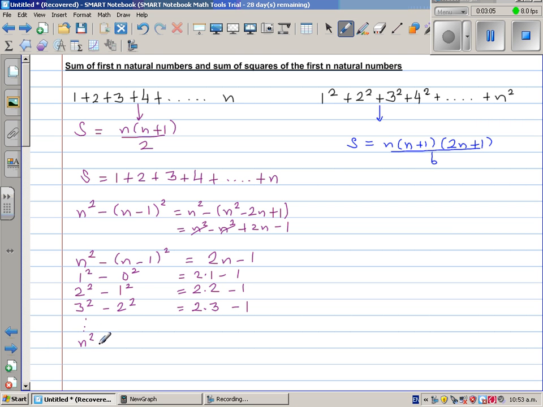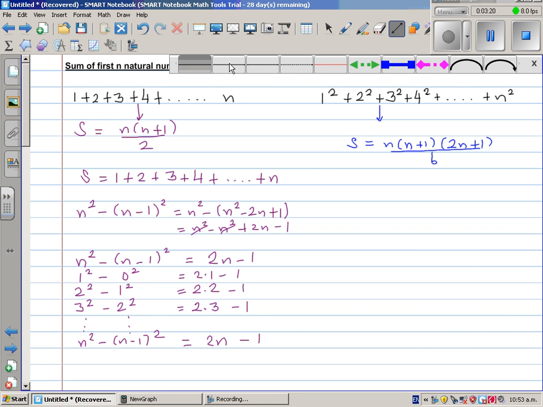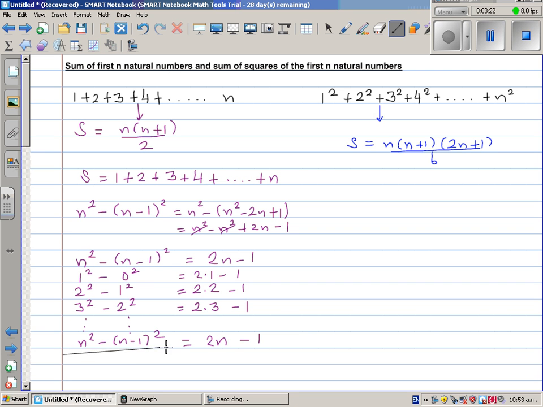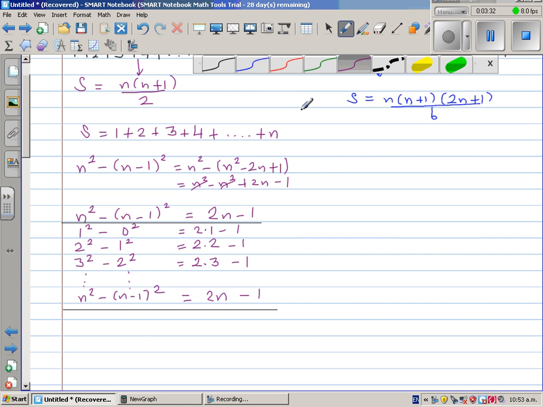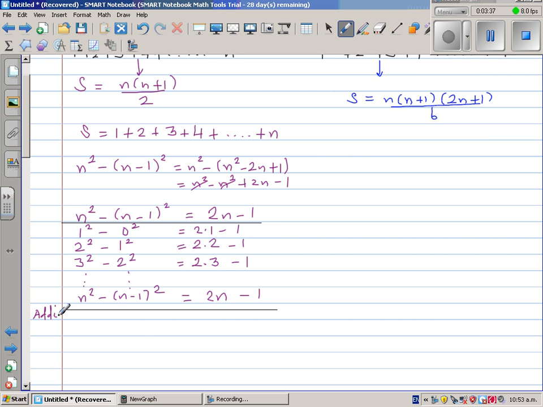we're continuing this pattern, and we already know n squared minus (n minus 1) the whole squared is 2n minus 1. Now I'm going to add this whole thing. Okay, so let me drag this up so we can say adding, what will we get when we add this whole thing?